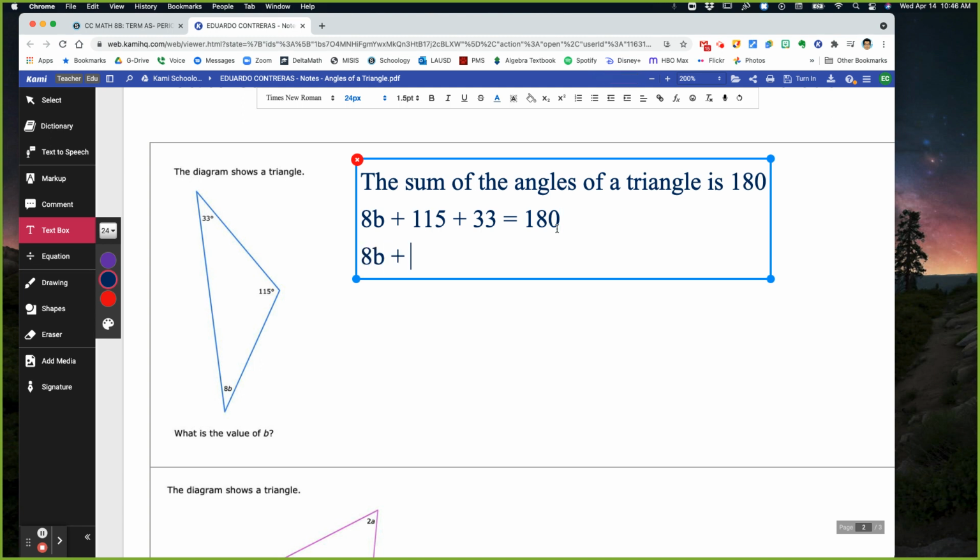8b plus 148 equals 180. Okay? Any questions? Check my math, though. I might have made a mistake. Nope, I'm good. So now how do I solve this? I got a two-step equation. 8 times b plus 148 equals 180. And I want to figure this out.